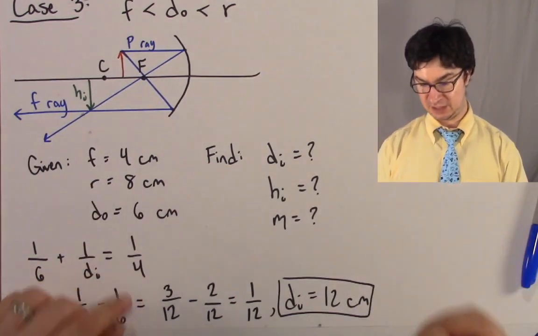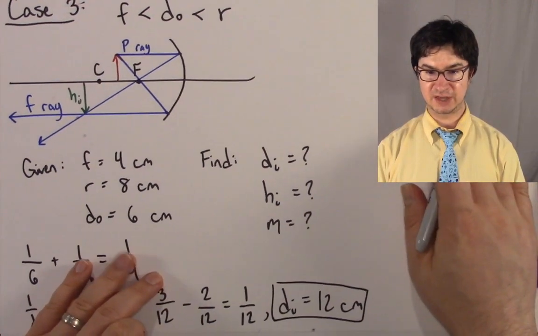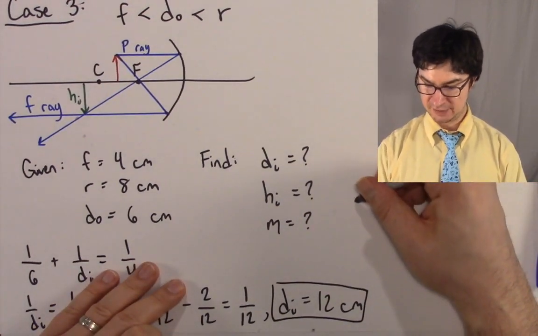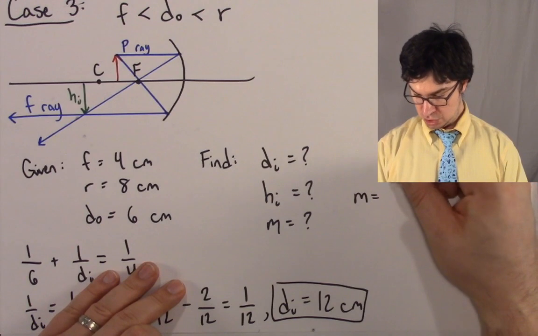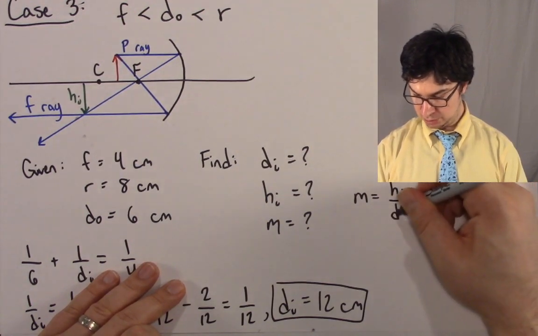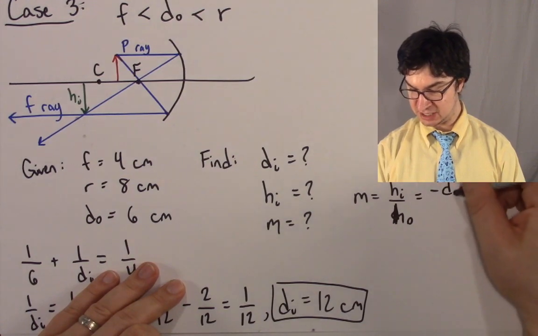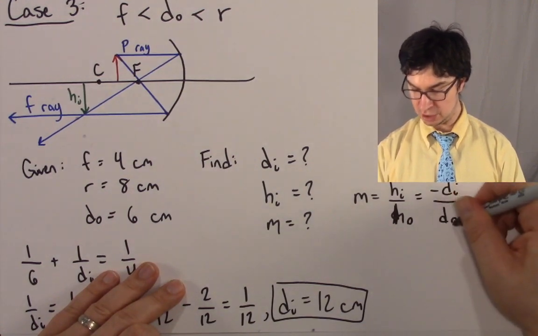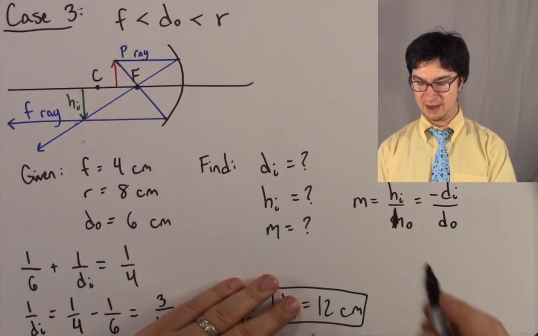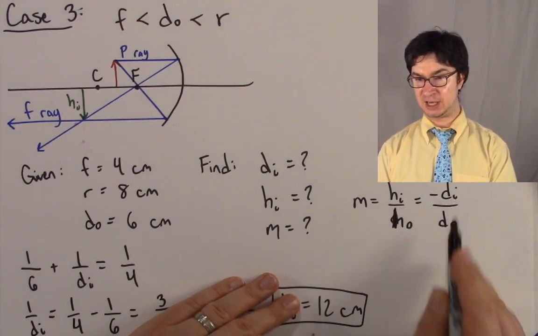Let's now find the magnification m. So according to the magnification equation, the magnification is equal to hi over ho equals negative di over do. Okay. Well, we don't have hi yet, but we do have di and do.